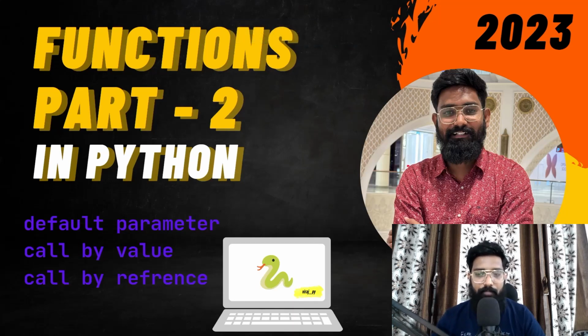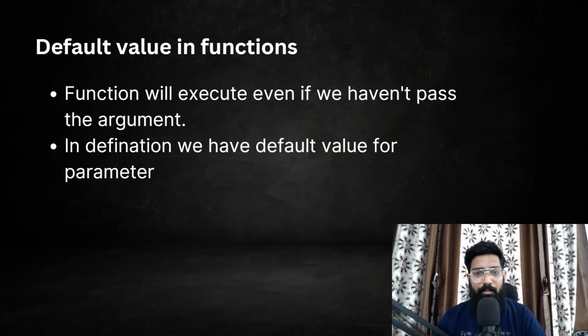I'm Viraj and today we are going to discuss functions. In this topic, we are going to cover default parameter, call by value, and call by reference. In default value, we don't pass any argument to the function and still it works. It means we define the function with a parameter which has some value, so when we are calling it, we don't need to pass any argument.